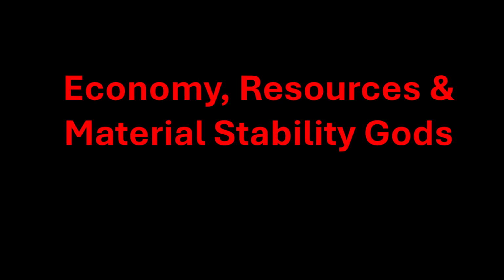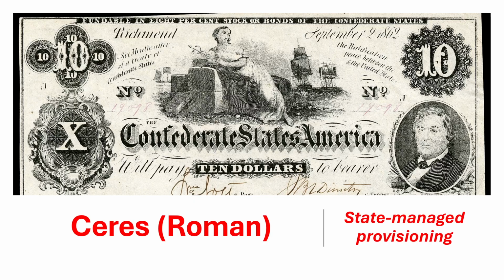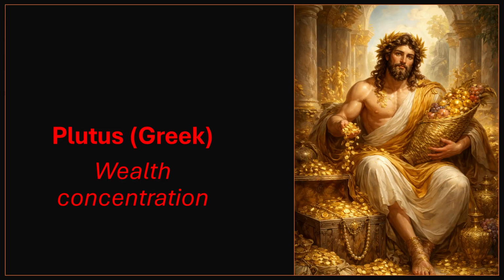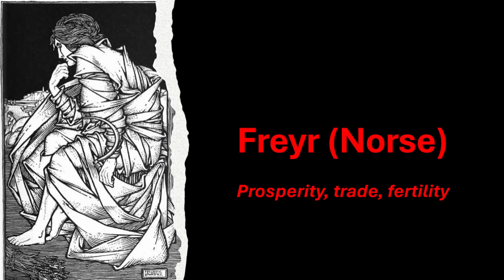Economy, resources, and material stability gods are the next archetype. And our first god is Demeter, who represents food security and agricultural stability. Next we have Ceres, who represents state-managed provisioning. Then we have Plutus, who represents wealth concentration. Then we have Hades and Pluto, who represent hidden wealth, extraction, and debt. Then we have Freyr, who represents prosperity, trade, and fertility.